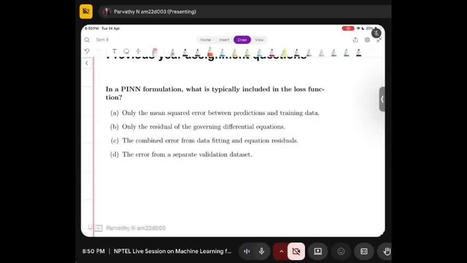So the loss function in PINNs combines two terms. One is the mean square error between the prediction and the observed data, and the other is the residual of the PDE evaluated at the collocation points. So it will include both the data fitting error as well as the residual. So the combined error from data fitting and equation residuals.